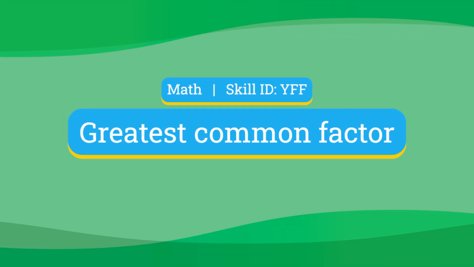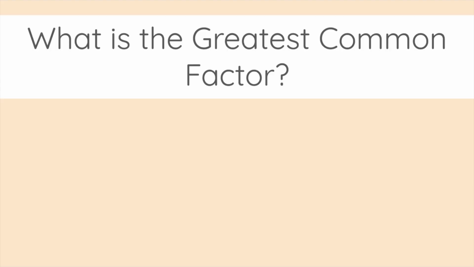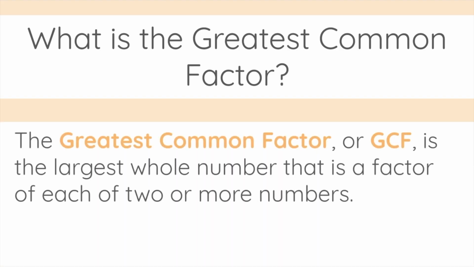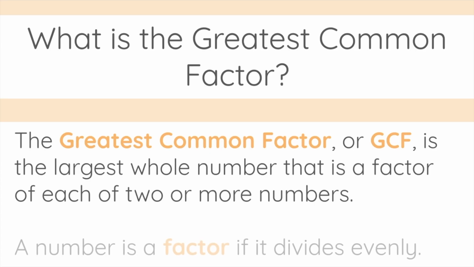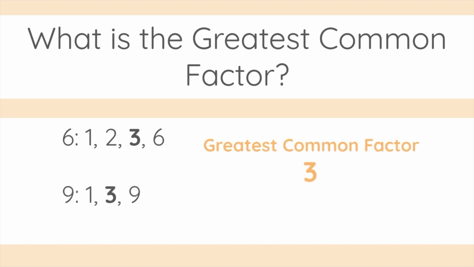Today, we are going to look at how to identify the greatest common factor of two or more numbers. What is the greatest common factor? The greatest common factor, or GCF, is defined as the largest whole number that is a factor of each of two or more numbers. A number is a factor if it divides evenly. For example, if we list out the factors of 6 and 9, we can see that 3 is the greatest common factor because it is the largest factor that both numbers have in common.